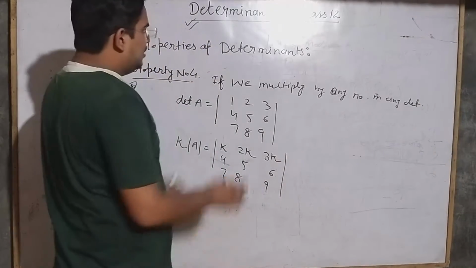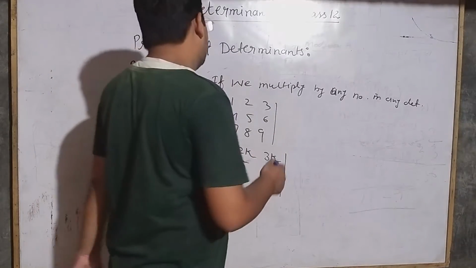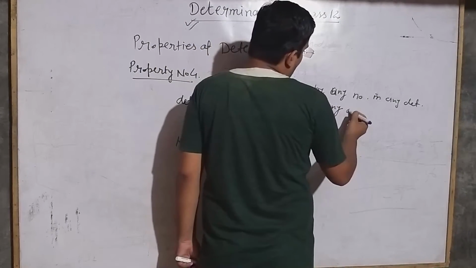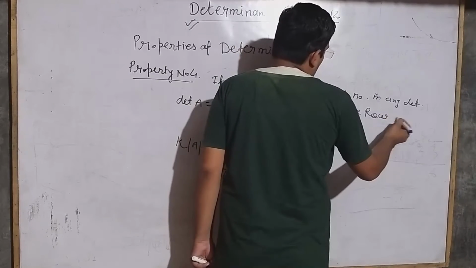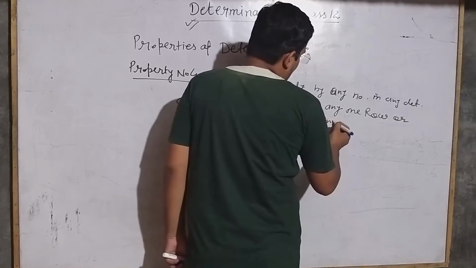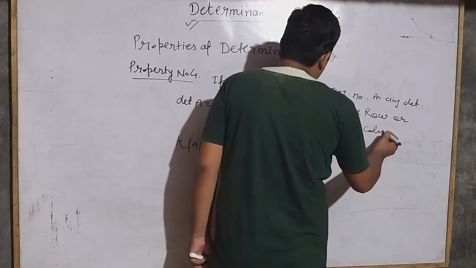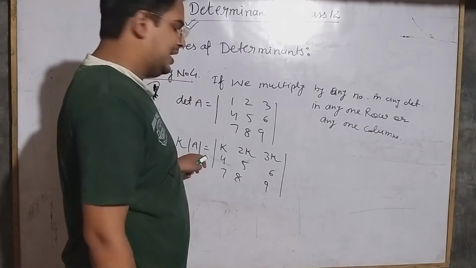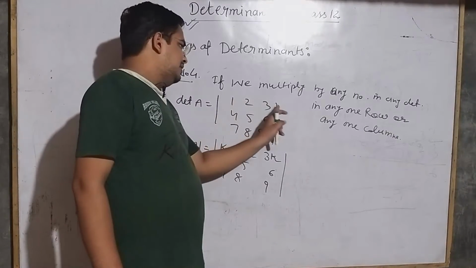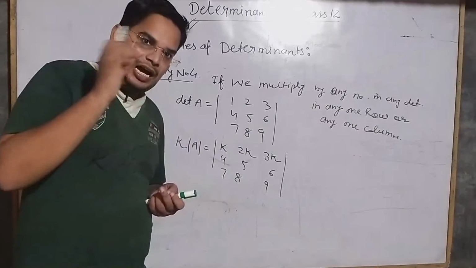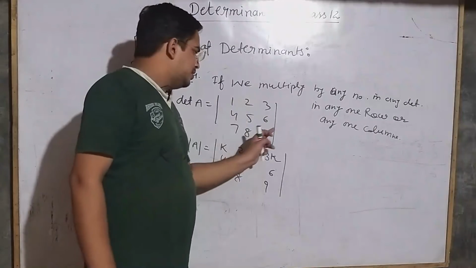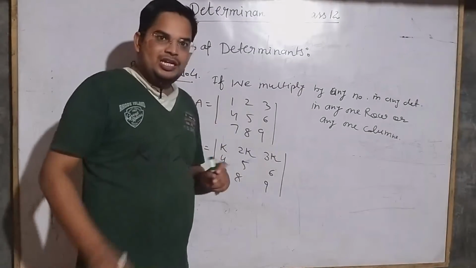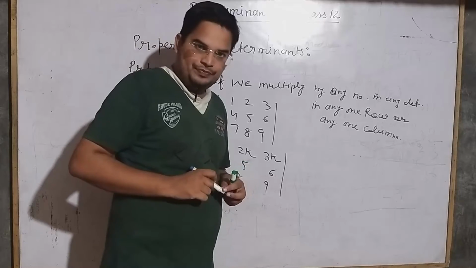What I am saying to you is, if we are multiplying by any number in a determinant, then it will be multiplied in any one row or any one column. I just multiply by K. Here it is multiplied in R1. So you can multiply in R1, or you can multiply in R2, or R3, or you can multiply in C1, C2, or C3. It will not be multiplied in all numbers. Okay, are all of you getting it?